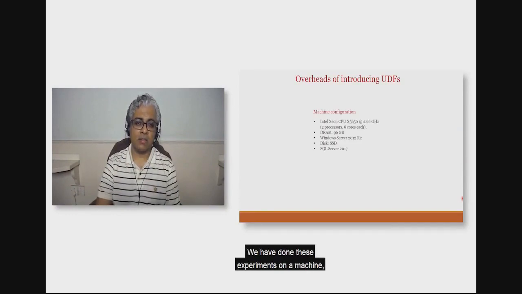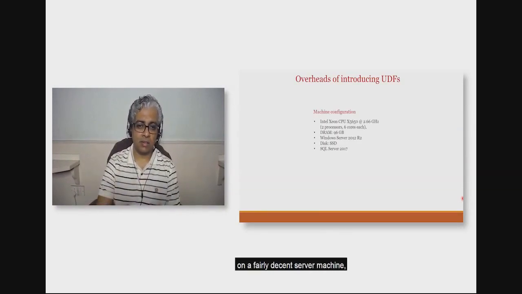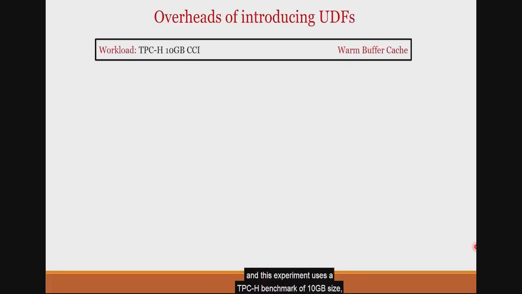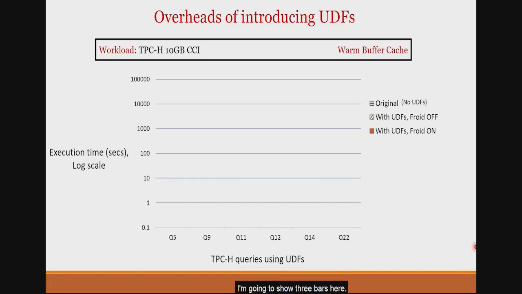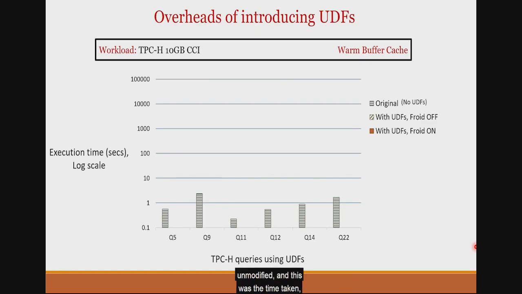So I'll just quickly show some performance improvements here. We have done these experiments on a fairly decent server machine, and this experiment uses the TPC-H benchmark of 10 GB size using a warm buffer cache. On the x-axis I'm showing queries that use UDFs, and on the y-axis I'm showing the execution time in seconds in log scale. I'm going to show 3 bars here. The first one is the original TPC-H query, which had no UDFs in it. The original query was run as is, unmodified, and this was the time taken.